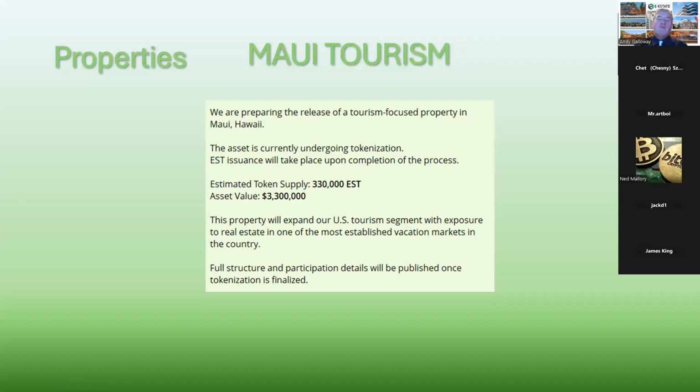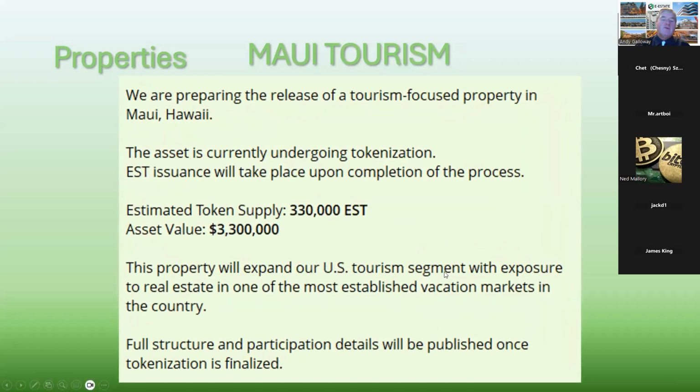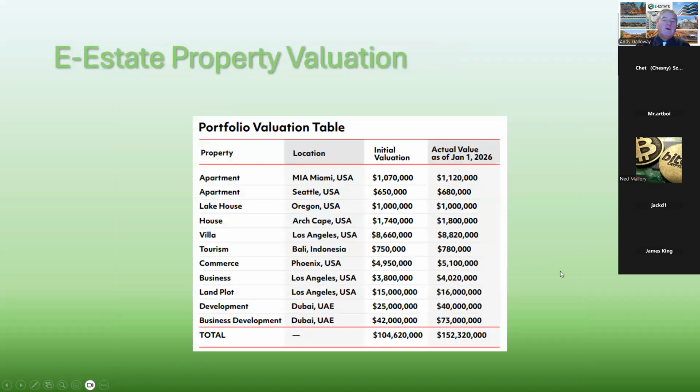So we said we're preparing the release of a tourism-focused property, and that's imminent. So this is worth 3.3 million. So there's going to be 330,000 tokens. This is something I'm excited about, that you can buy.